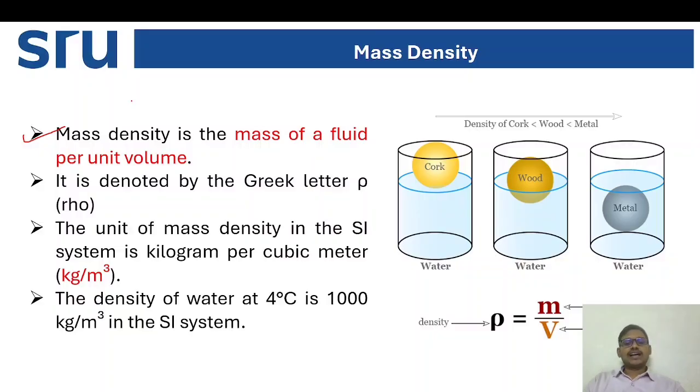Mass density is the mass of a fluid per unit volume. That means the mass of a fluid with respect to the volume. Now you take the best example, cork. When you put this cork on water, it will float. That means here the difference is the densities. This is clearly explained in the upcoming lectures.